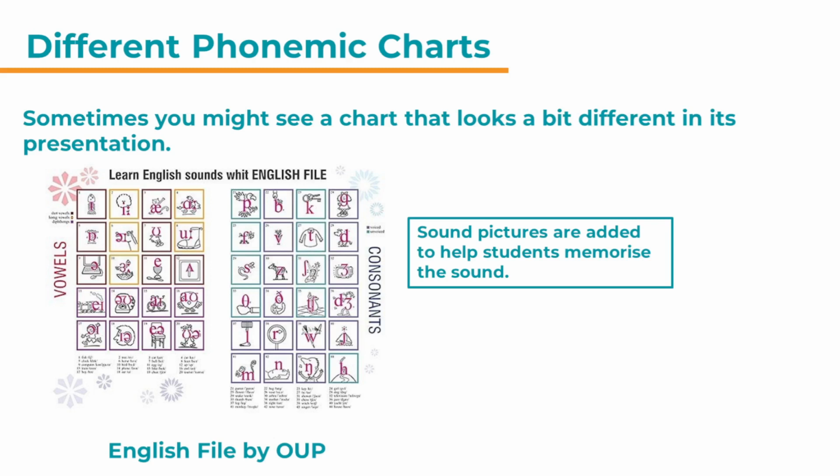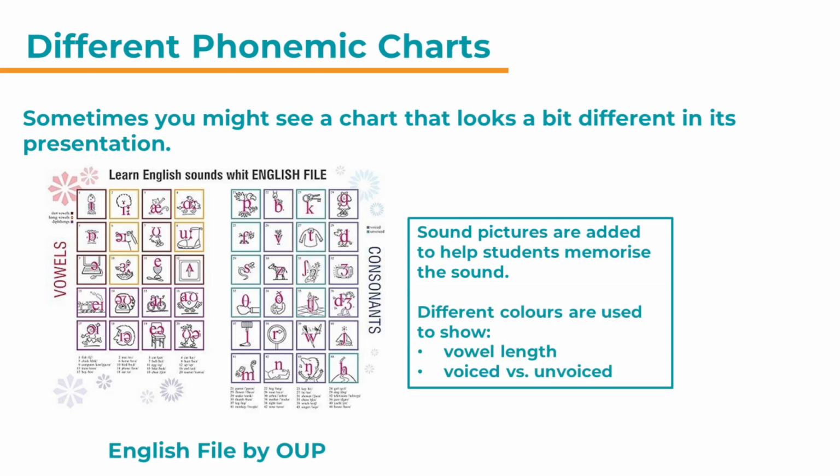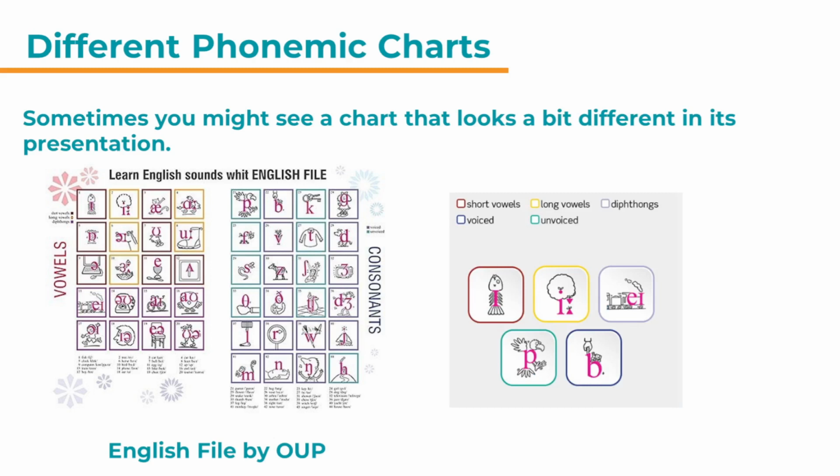Now, when you first look at it, you might think, oh, there's too much on this chart. It's confusing. But actually, the little pictures can be incredibly helpful for the students. So if we have a look at it in more detail in a moment, you will also notice that there are different colors used for the boxes, and that's really because they show the different vowel length, and they also show voiced and unvoiced. So if we zoom in here, the short vowels are in red, the long vowels in yellow, then we have diphthongs in purple, and unvoiced sounds are in green, and the voiced ones in blue.